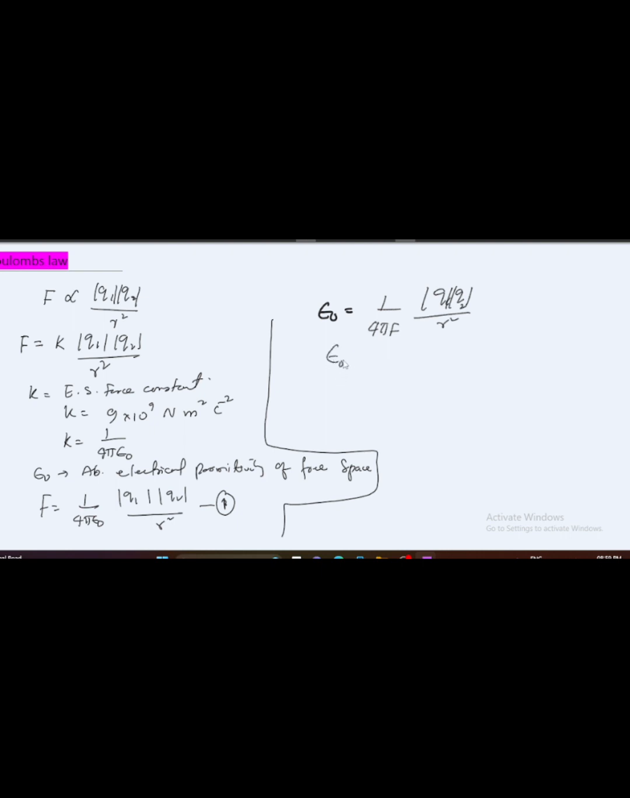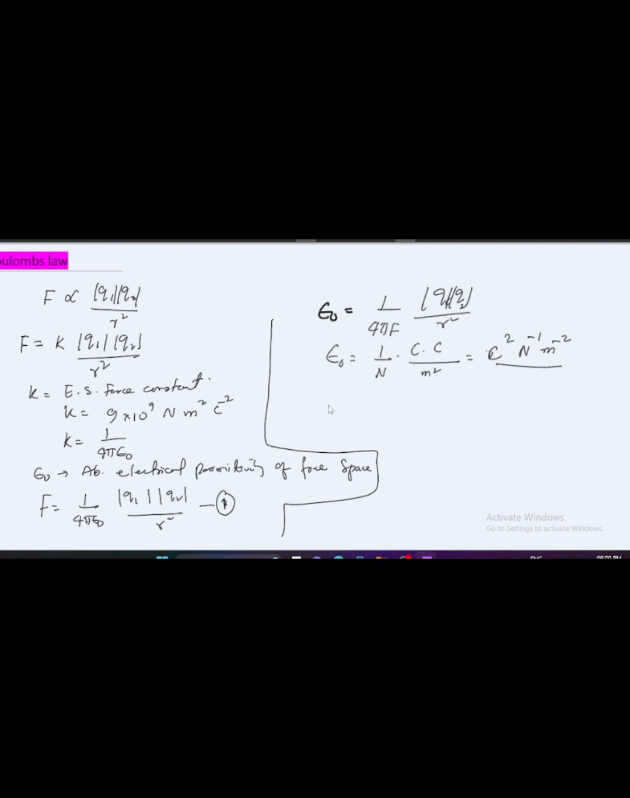So epsilon naught will be equal to 1 divided by F, so that is Newton, the SI unit of force. And Q1 Q2, so we have Coulomb for Q1 and Coulomb for Q2, divided by r square, and this is obviously distance, so it is meter square. So our unit is Coulomb square per Newton per meter square. So this is the unit of this epsilon naught.